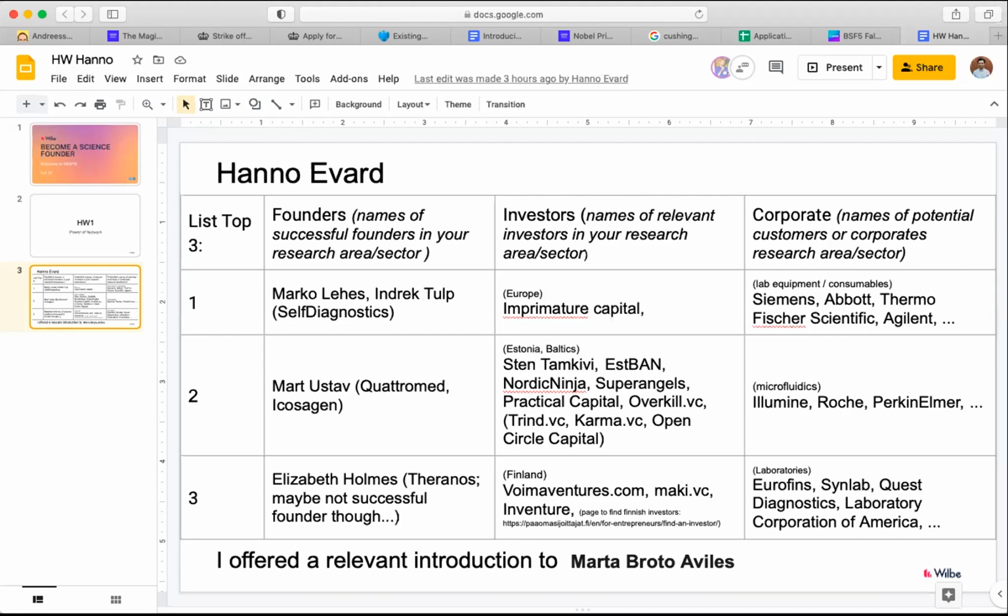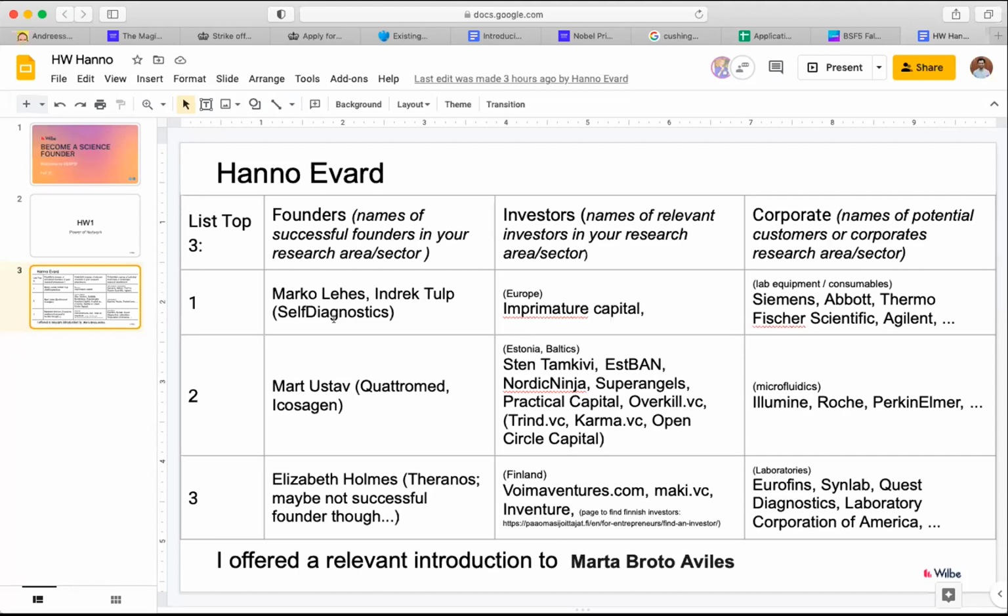So these are just examples, of course, Hano, and these are specific to what your expertise is and your area of research. But the great thing is that here we see in the first column Indrek Turbo, self-diagnostic, and Marco. So that's a venture. We've got, oh, I know these guys as well. Eiko Sargent, yeah, Mart. And then Elizabeth Holmes. Yeah, that's a good one.